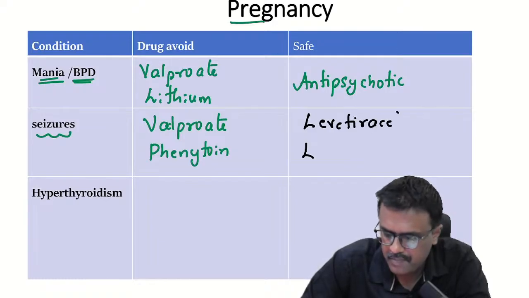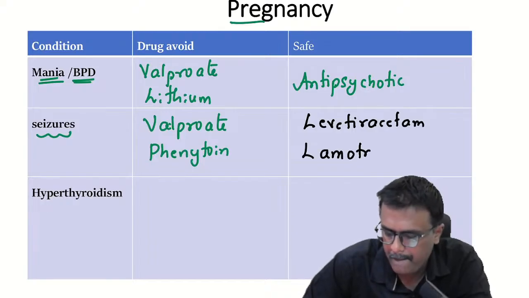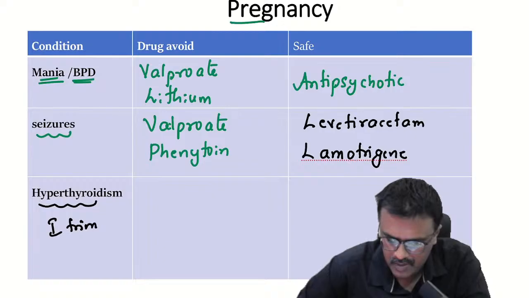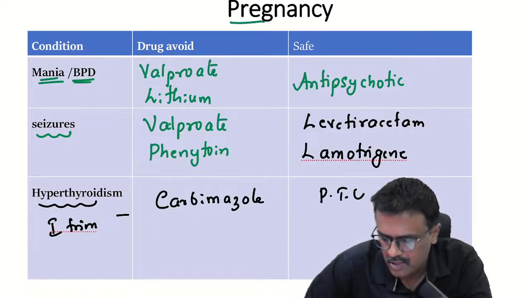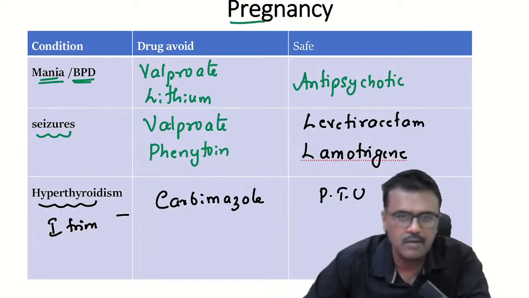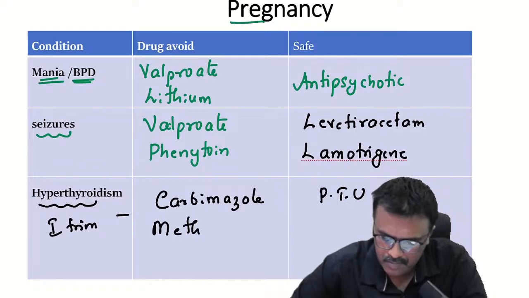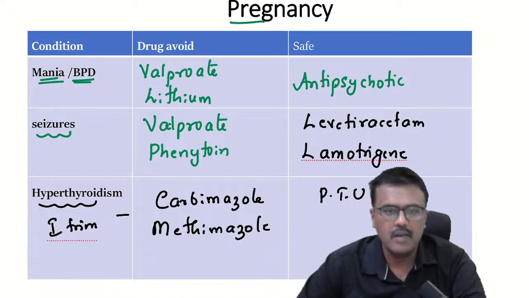Levetiracetam and lamotrigine. Hyperthyroidism in first trimester. What is the drug avoided? Carbimazole or methimazole? Then what is the alternative you can give? Propylthiouracil is preferred in first trimester of pregnancy. What do you avoid? Carbimazole, methimazole. Right.